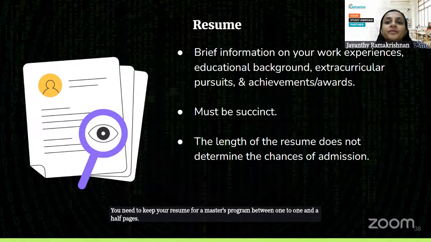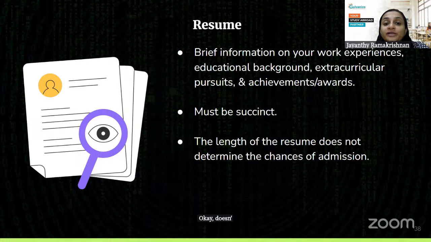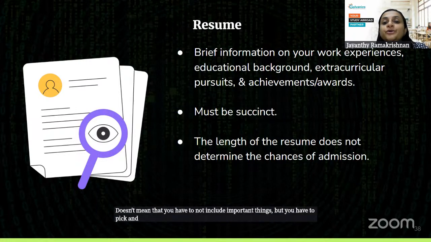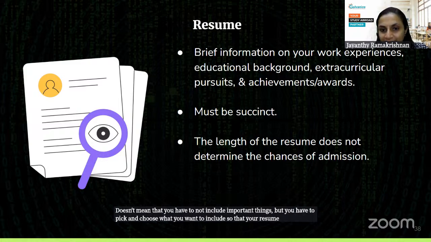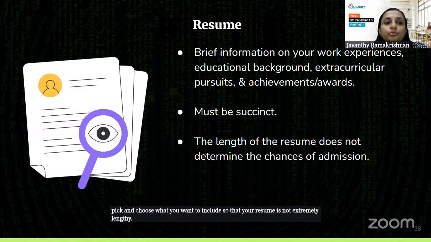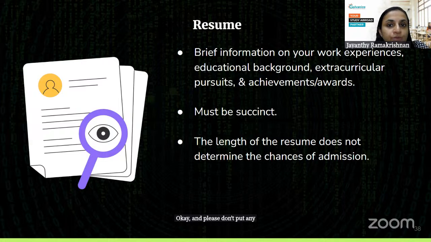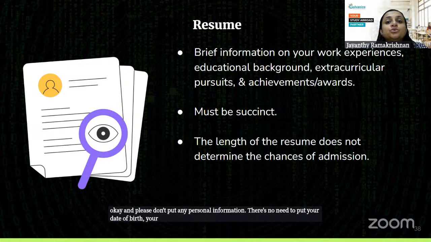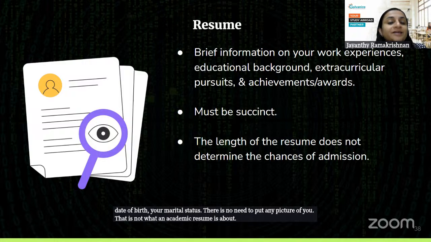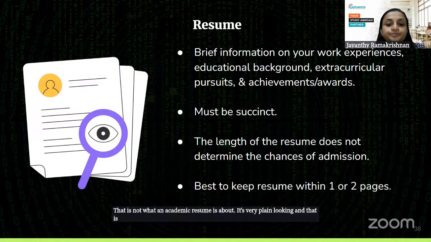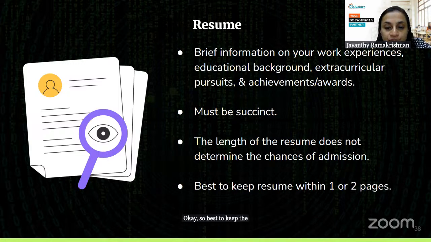Okay. That doesn't mean that you shouldn't include important things, but you have to pick and choose what you want to include so that your resume is not extremely lengthy. Okay, and please don't put any personal information. There's no need to put your date of birth or your marital status. There is no need to put any picture of you. That is not what an academic resume is about. It's very plain looking, and that is what the admission officers want. Okay, so it's best to keep the resume between 1 or 2 pages.